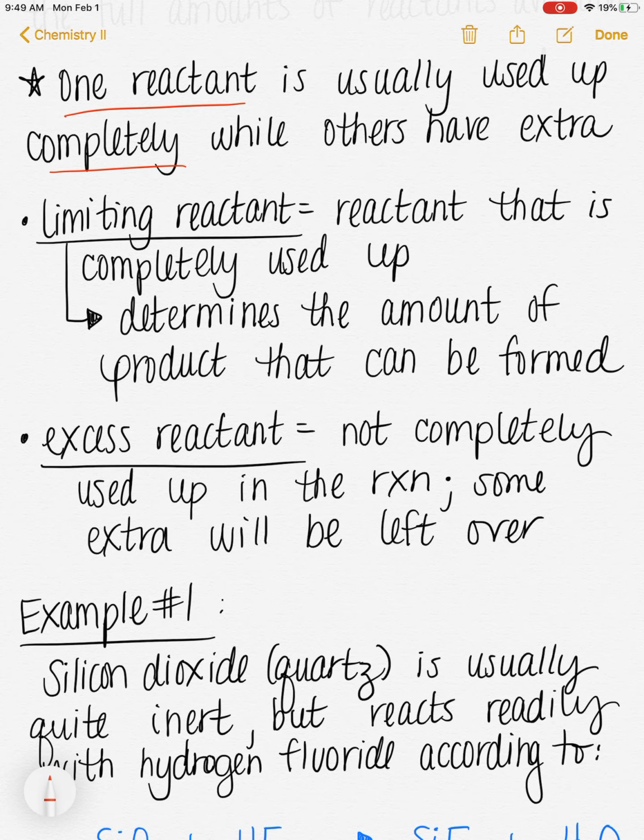The limiting reactant is the reactant that is completely used up in your reaction. This is what will determine the amount of product that you can form. The excess reactant, or reactants, I guess I should say, because there might be more than one, are the things that are not completely used up in your reaction, and you will have some extra left over.